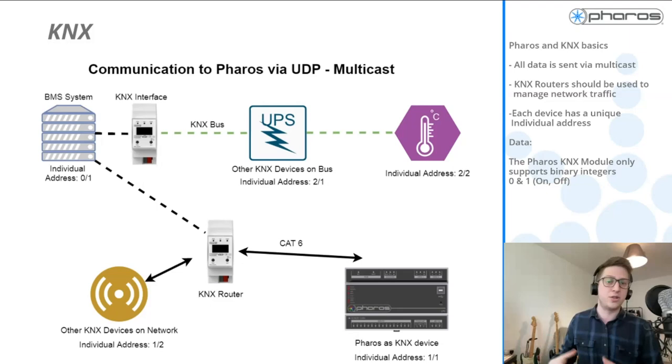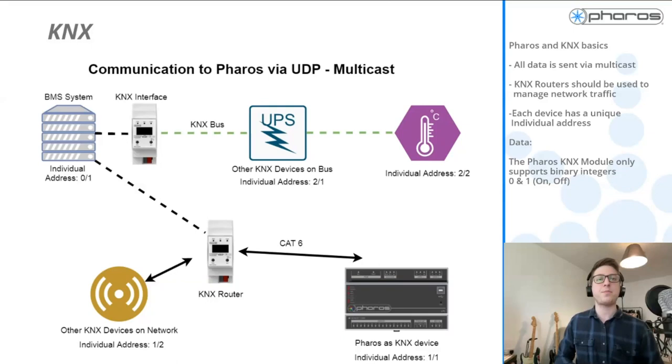So with Pharos set up in this way, you'll need to assign it an individual address. In fact, every KNX device will need an individual address, and this will be so that it knows that the commands being sent out from the building management system are indeed for itself, by just matching that individual address with the individual address that has been sent in the command.